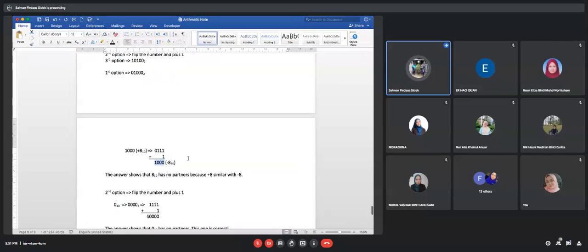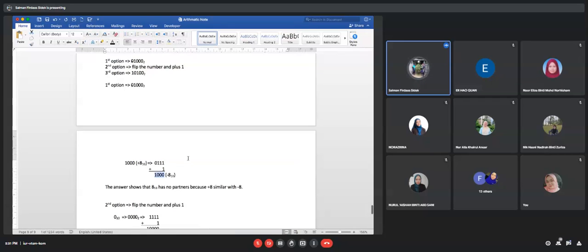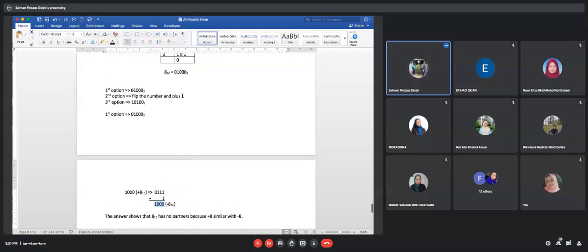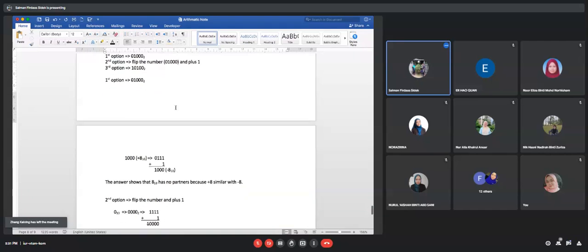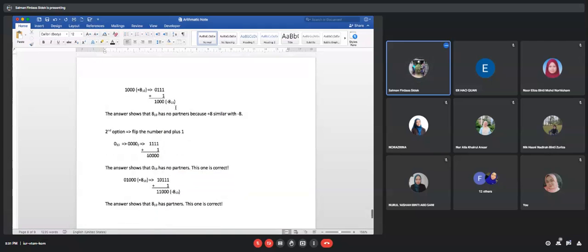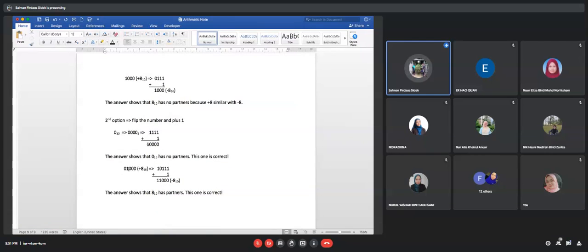So this is the reason why we do not ignore the first bit or first digit in 01000. Let's say we use the second option, flip the number and plus 1. The number is 01000. Flip this 8 and then plus 1, so we'll get this. So it shows that there is a difference between the first one and the second one. So it means 8 has partners. So this one is correct.